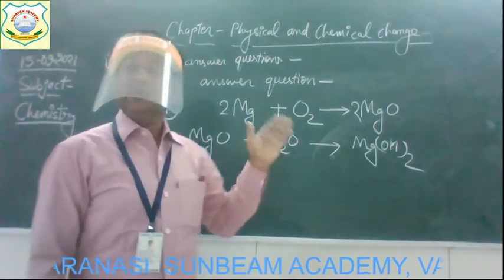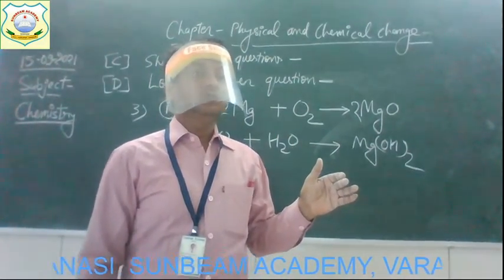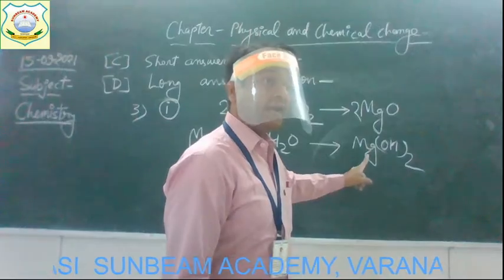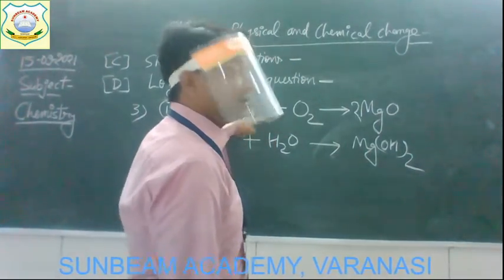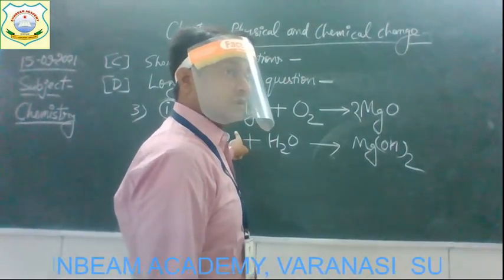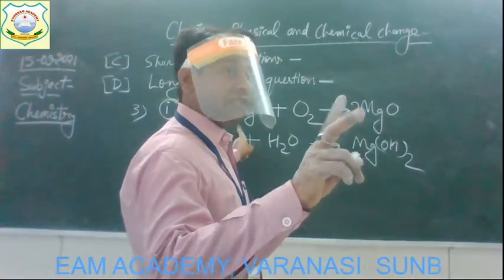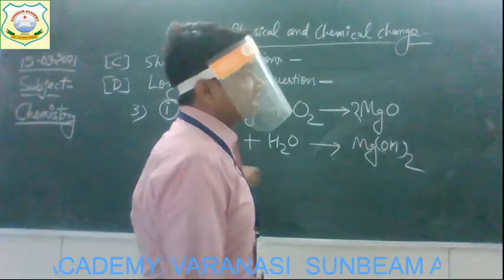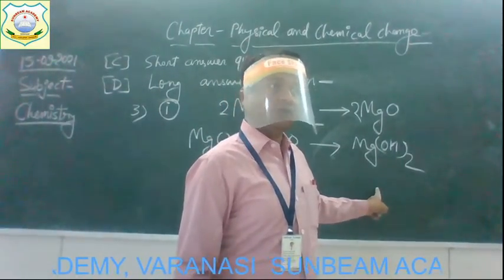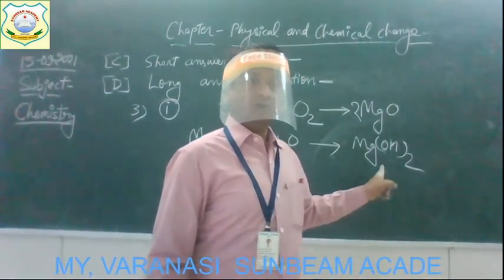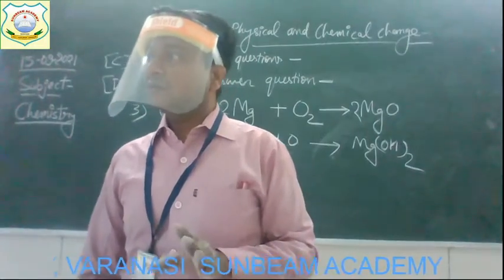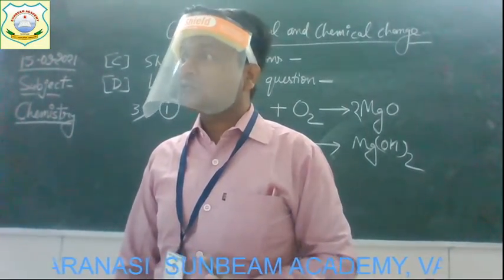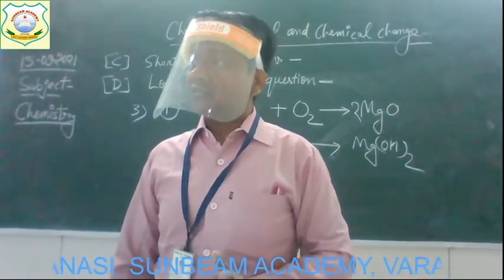These are the steps involved to obtain magnesium hydroxide from magnesium. And it is a two-step process. In the first step, magnesium oxide will form, and then in the second step, magnesium hydroxide. Alright? Understood everyone now? How is this magnesium hydroxide going to form from magnesium?